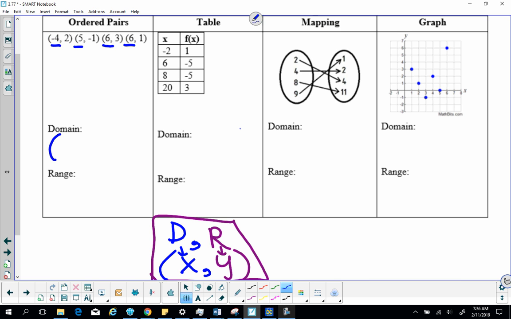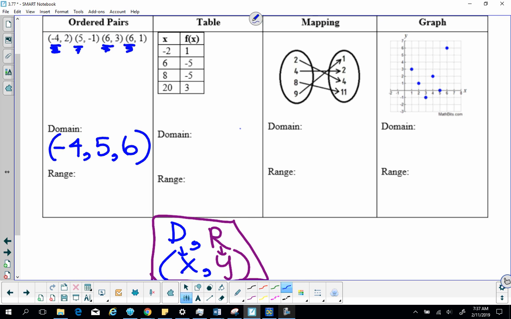When we write domain, we usually start with the smallest number. So out of these numbers, which number is the smallest? -4, right? So I write -4. What's the next one up? 5. And what's the next one? 6. See how 6 is twice? You only need to write it once. So your domain are -4, 5, and 6. If you write it twice, I'm not going to take points off. But in multiple choice questions, they're not going to have that number written twice.